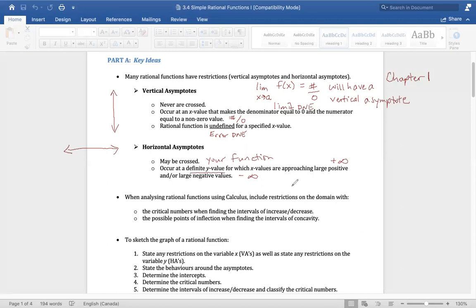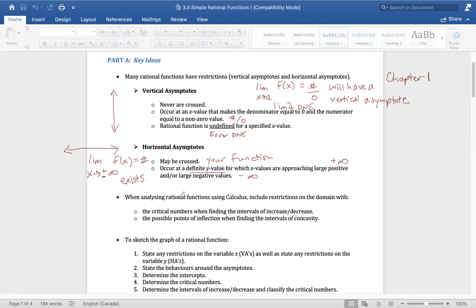So if I was to have a limit as x is approaching infinity, positive or negative infinity, for a function, I'm going to get a definite y value. f of x is the same thing as y. I'm going to get an actual number. I will get a definite y value. So the limit does exist, is what we're saying here.